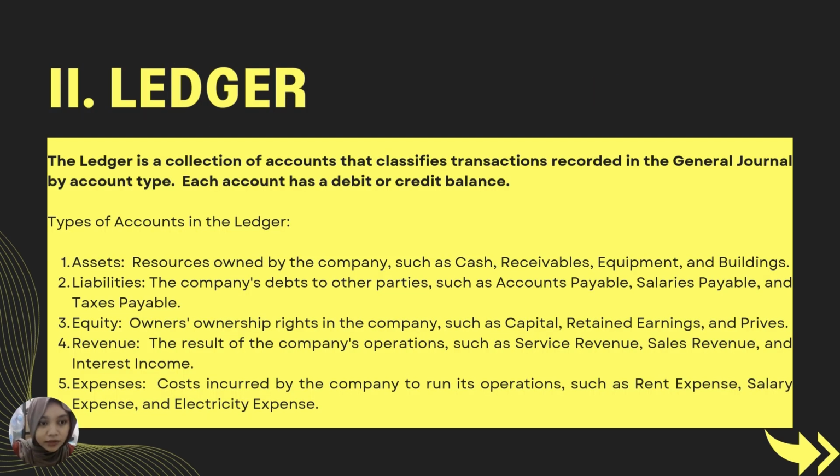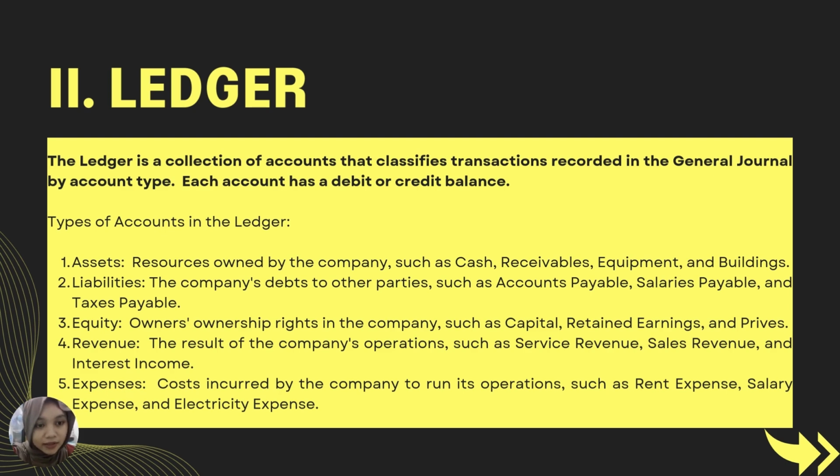2. Ledger. The ledger is a collection of accounts that classifies transaction records in the general journal by account type. Each account has a debit or credit balance. Types of accounts in the ledger.